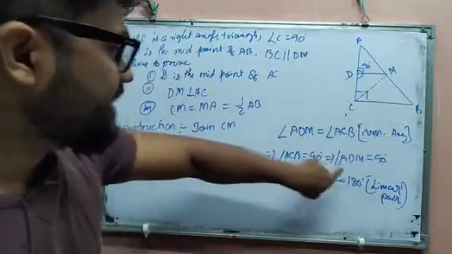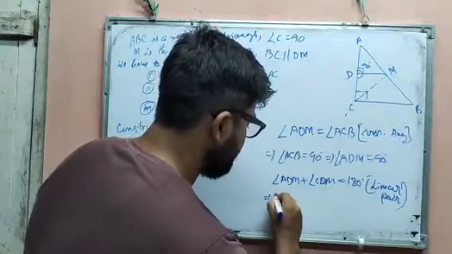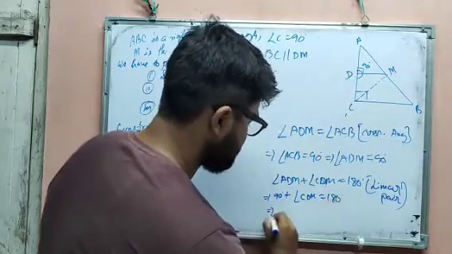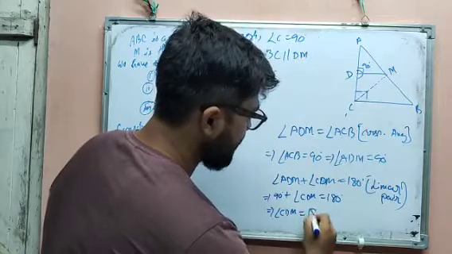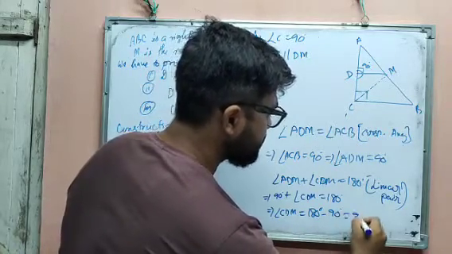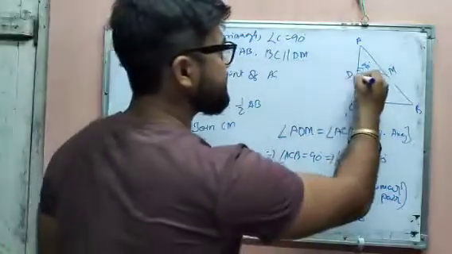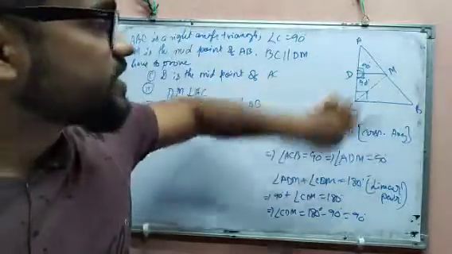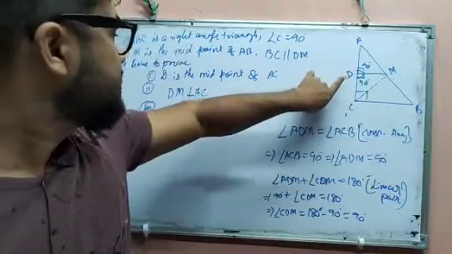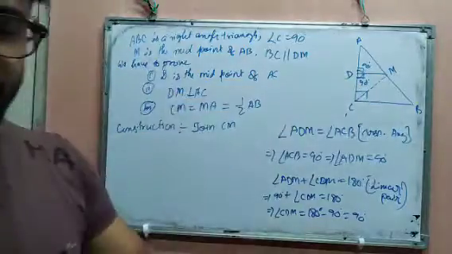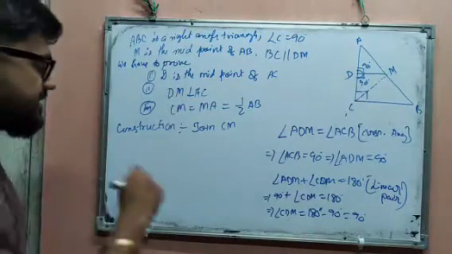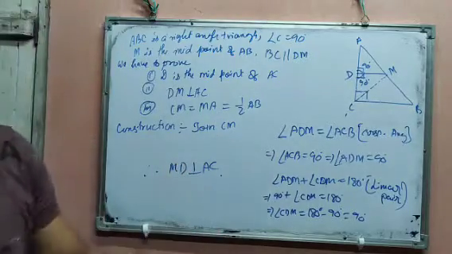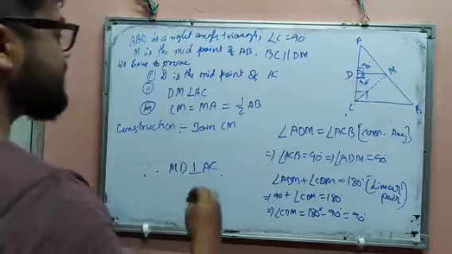Then the ADM value we got is 90 degrees. So in place of ADM put 90 degrees plus angle CDM equals 180 degrees. So angle CDM equals 180 degrees minus 90 degrees, equals 90 degrees. That means this angle is also 90 degrees. So you can say that DM is perpendicular to AC, or MD is perpendicular to AC. Therefore, MD perpendicular to AC. We got this. Okay. Now we have to prove one more thing.